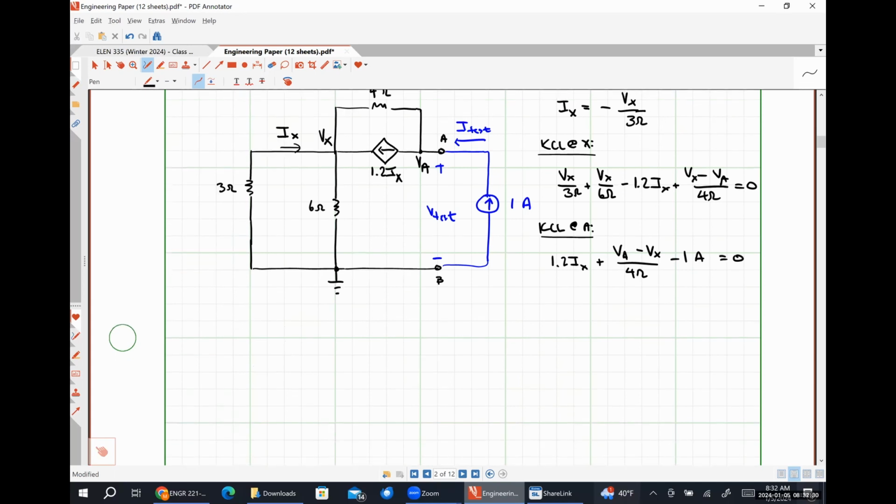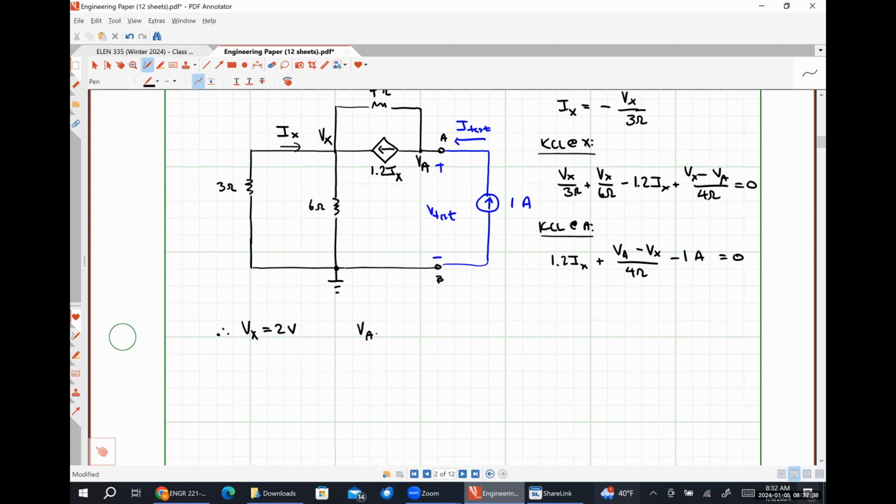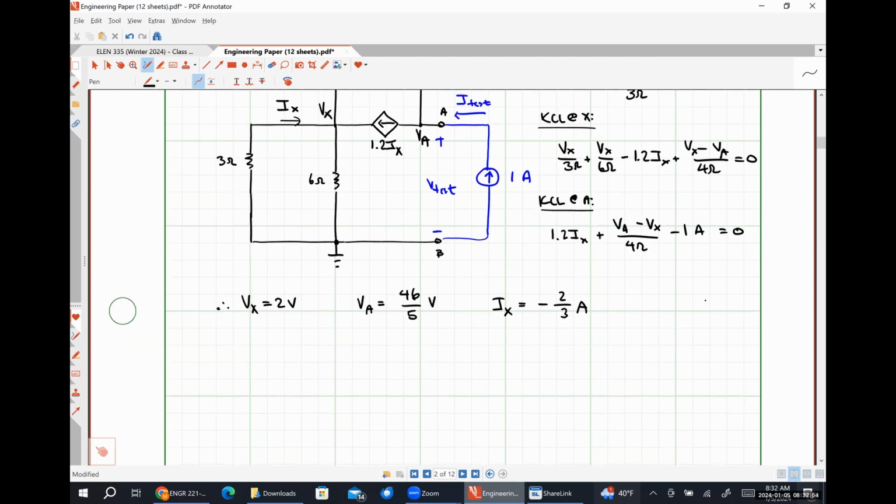So solving this system, I get Vx is 2 volts. VA is 46 over 5 volts. And Ix is negative 2/3 of an amp. Our Thevenin resistance is going to be V test over I test, which is 46/5 of a volt divided by 1 amp, is 46/5 of an ohm. And that exactly agrees with what we found by taking the ratio of V Thevenin to I Norton. So a test current source got us the exact same results.